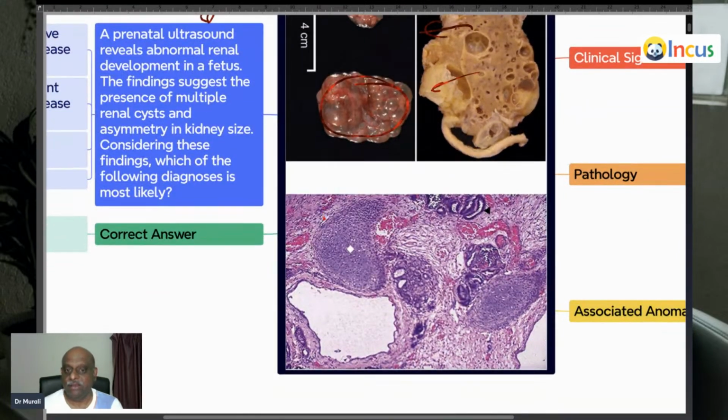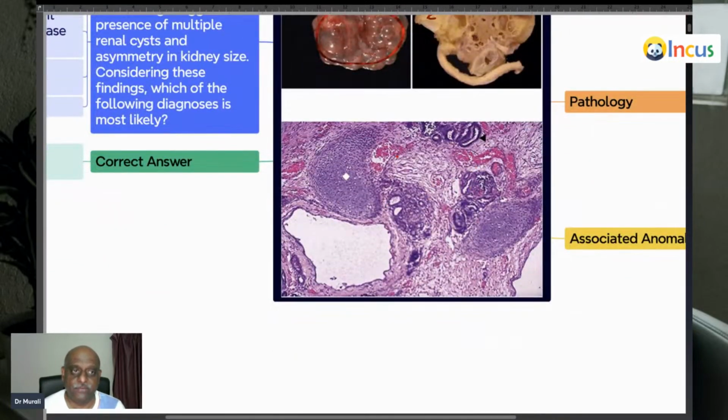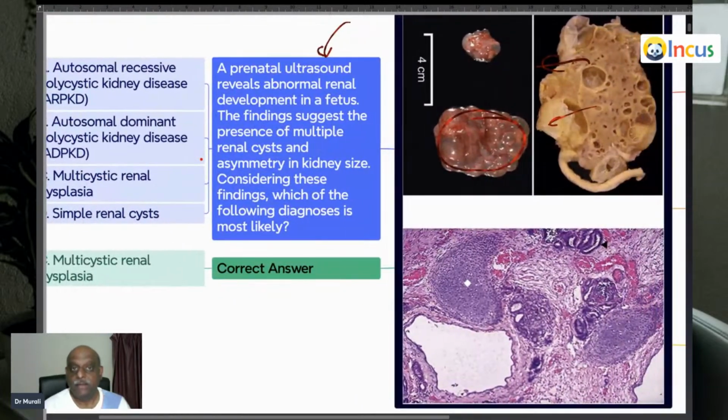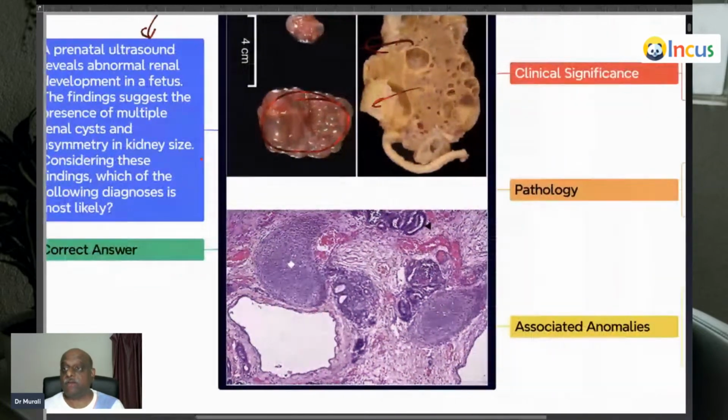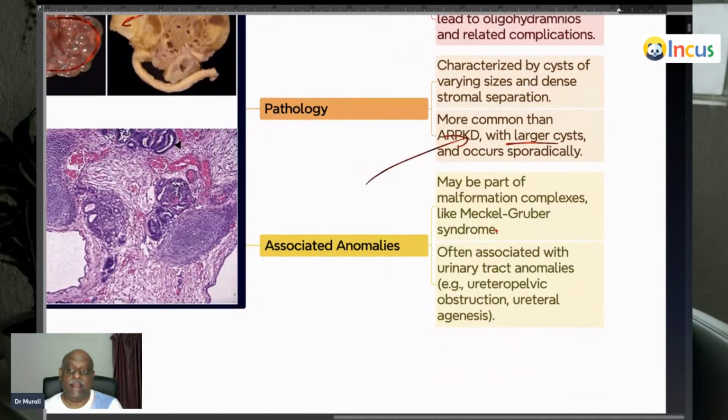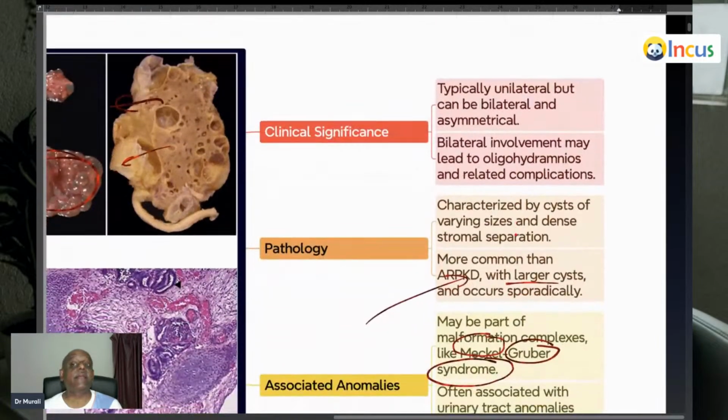And histopathology is also being given to you. So what is the likelihood? Prenatal, right in the birth, it's happening. So it is autosomal recessive polycystic kidney disease. It is more common, typically, basically, it has larger cysts, and Meckel-Gruber syndrome is the one associated with autosomal recessive polycystic kidney disease.